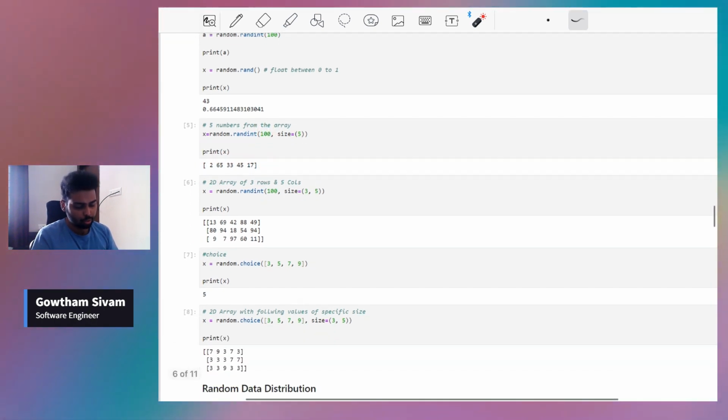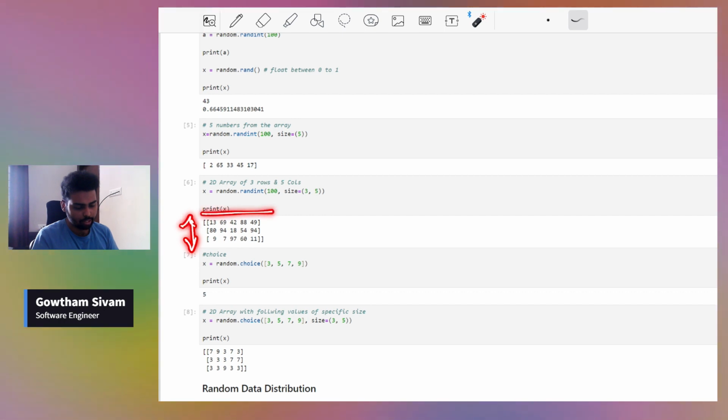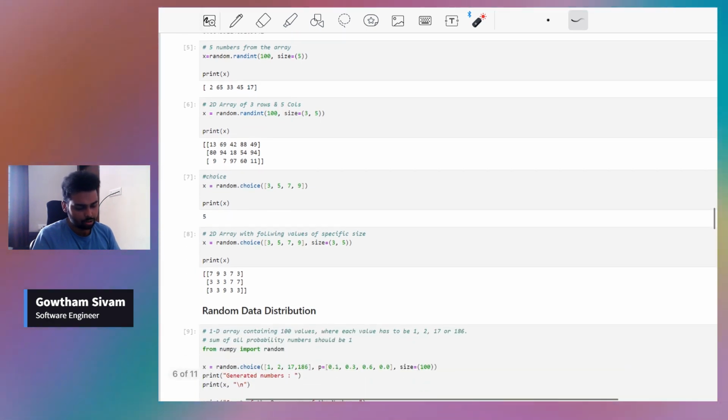Next is a 2D array of 3 rows and 5 columns. Here I have 3 rows and 5 columns, which means 5 values in each row. I'm generating numbers below 100, which are going to be integers. Same way, next is choice. Out of 3, 5, 7, 9, randomly choose one. Randomly choose one element, not one number, one element. Here I am picking 5. The next time when I run the same snippet of code, it might pick some other number randomly.